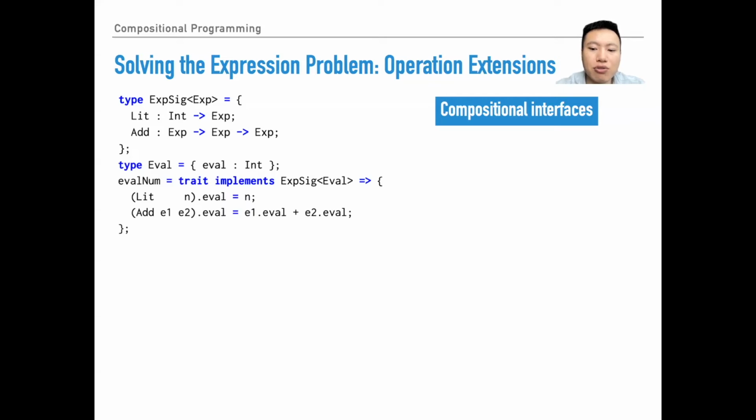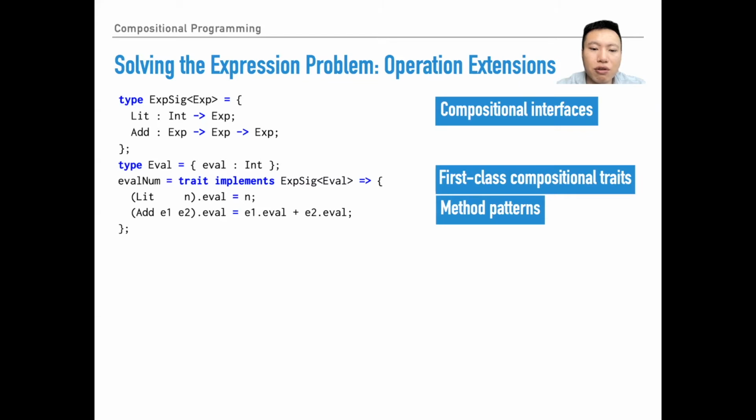Operations are defined as traits that implement the compositional interface. The trait eval_num implements ASPIC by instantiating the sort asp as eval. Traits in CP are first-class citizens. In the body of eval_num, each virtual constructor defines the eval method using the method pattern syntax, which is syntactic sugar for defining nested traits. The outer trait, eval_num, is called a trait family because it contains nested traits.